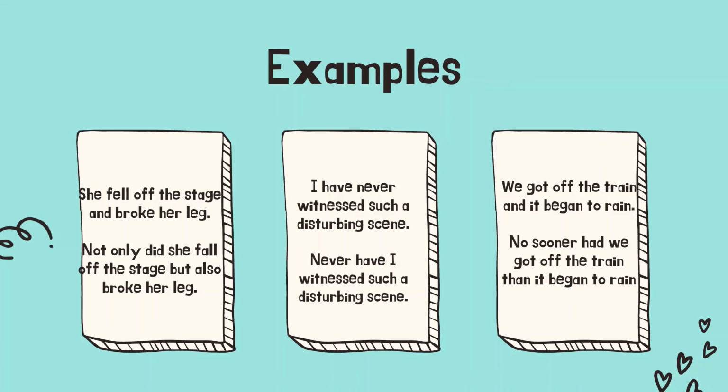So our sentence would be like this: no sooner, the adverb, then the auxiliary verb, and remember that no sooner is used with the past perfect, so our auxiliary verb would be had, then the subject we, and then our main verb got off. And the sentence will be: no sooner had we got off the train than it began to rain.